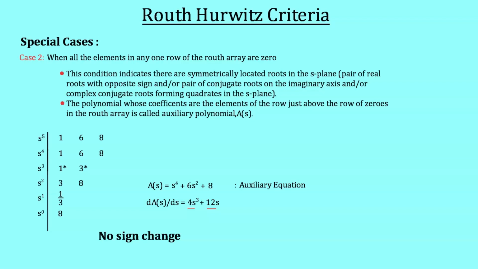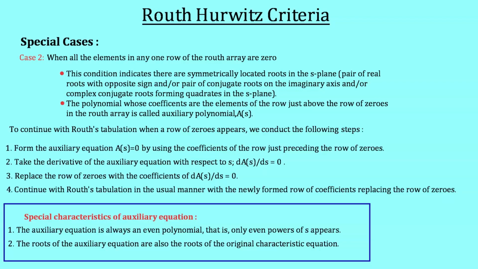In this case, we have seen there is no sign change, but this special case is a little bit lengthy. You still cannot say that the system is stable. For that, there are two more special characteristics of the auxiliary equation which you should always remember. The first is that the auxiliary equation is always an even polynomial. That is, only even powers of s appear. The second point is more important: the roots of the auxiliary equation are also the roots of the original characteristic equation.